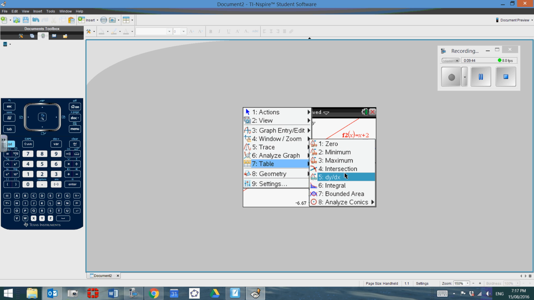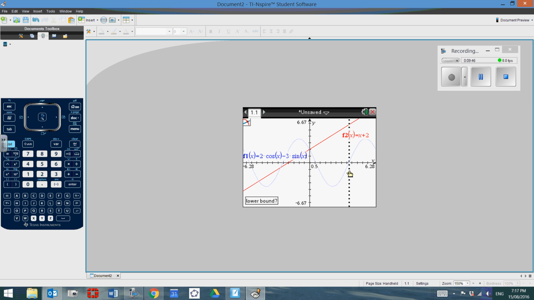So analyze, intersection, and we're going to set our intersection to the left of the first point of intersection, and then as soon as I cross the intersection, as I move my cursor to the right, the calculator says I found an intersection point, and it will find it for you. Let's go ahead and repeat this for the other 2 points.